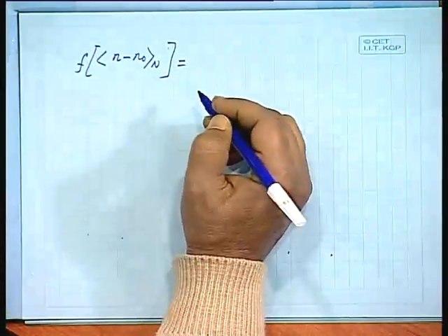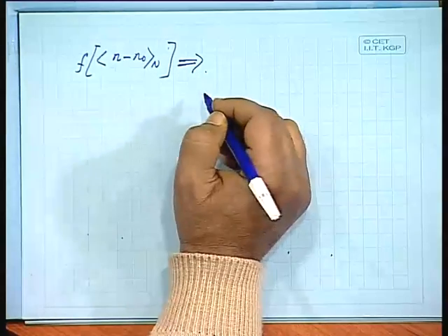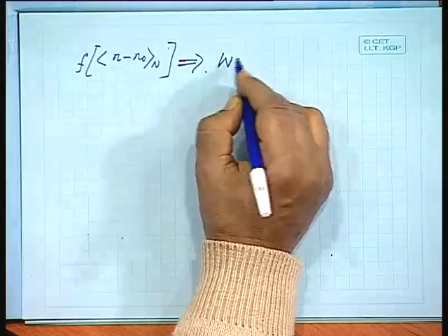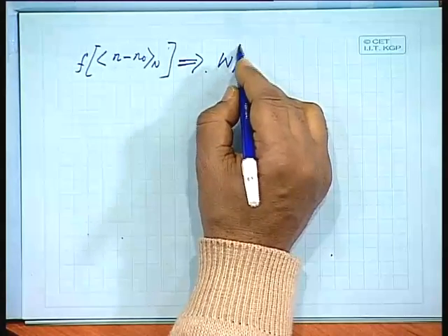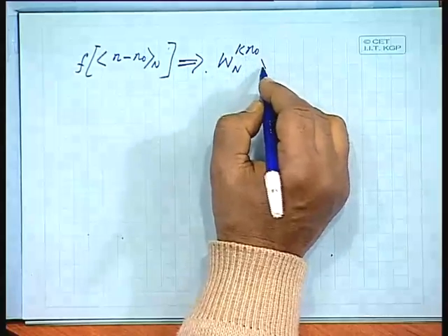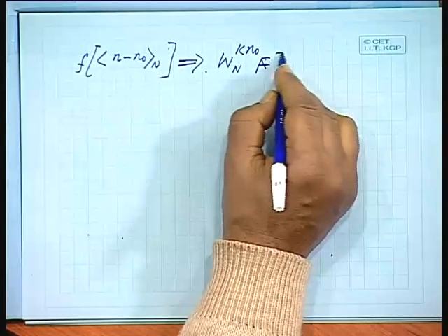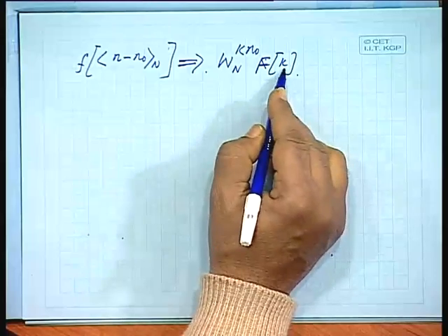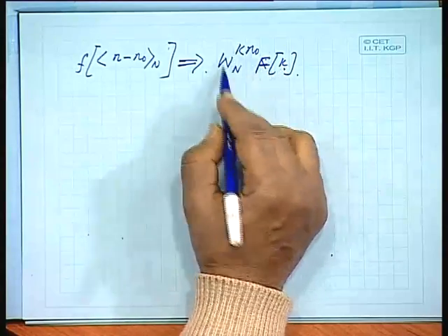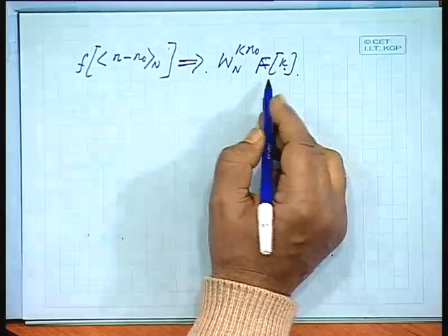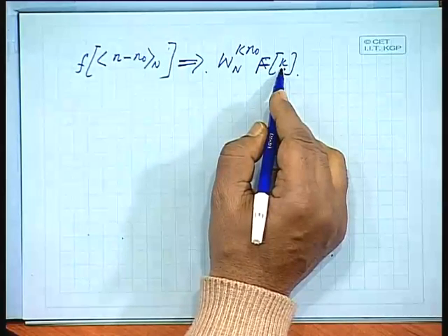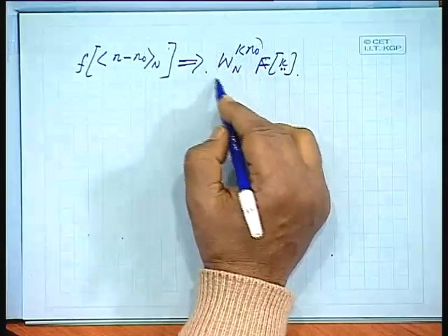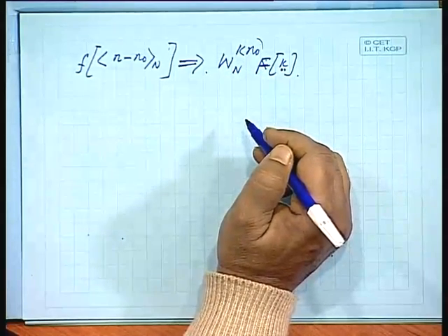So, if I evaluate this, the corresponding DFT will be W_N^(k n0) times F[k]. If I want to compute the kth element of that shifted sequence, then it will be the original sequence value F[k] multiplied by this W_N^(k n0). We will stop here for today, we will take it up in the next class.